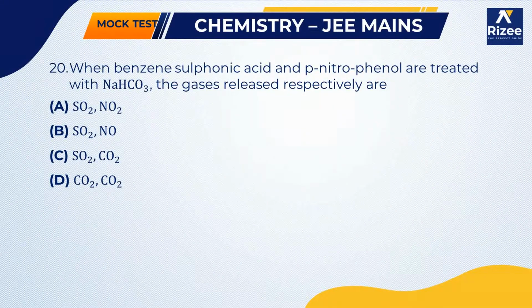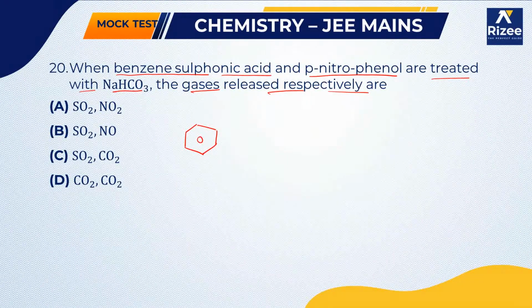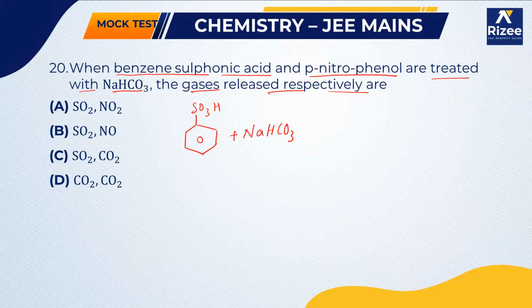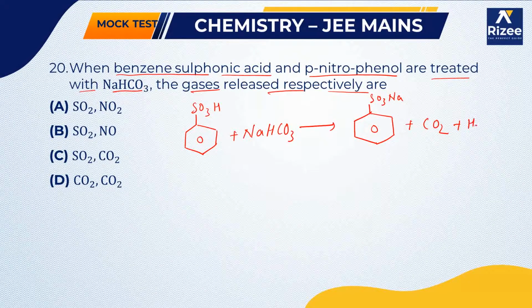Here he is saying that when benzene sulfonic acid and paranitrophenol are treated with NaHCO3, the gases released respectively are. Now, what is the formula of benzene sulfonic acid? Let's see. Benzene sulfonic acid is given as C6H5SO3H. It is asked to react with sodium bicarbonate NaHCO3. Now you will get the product as SO3Na plus CO2 plus H2O.